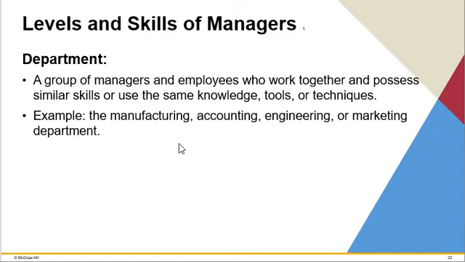So this department will depends on what type of business they are doing. Sebab satu company from one to another mungkin berbeza department dia. Okay? So bila kita kata this is on the department lah. Okay, kita proceed. Okay, so department, a group of managers and employee who work together and possess similar skills or use the same knowledge, tools pula, or technique. Okay.